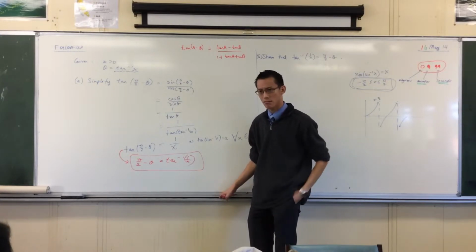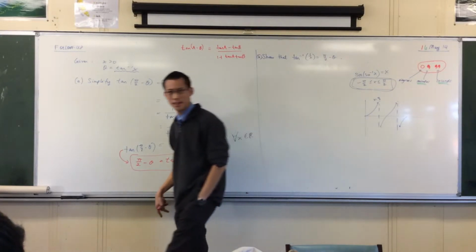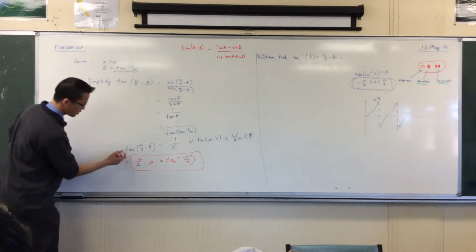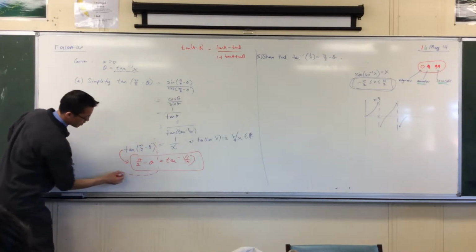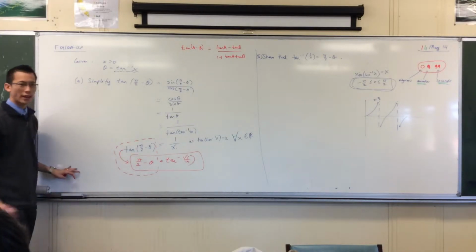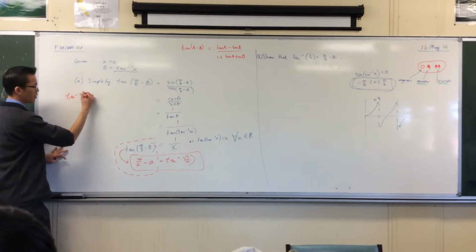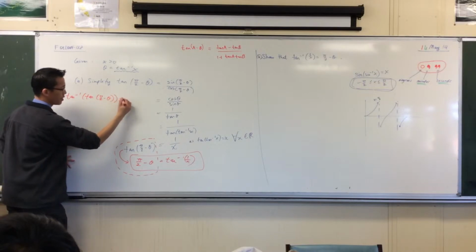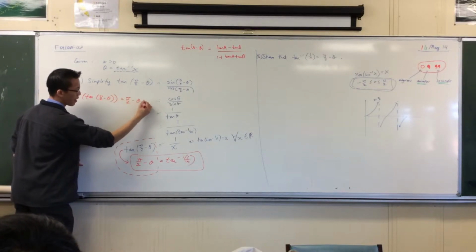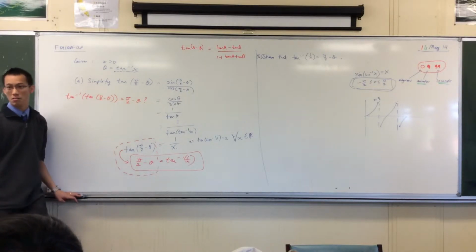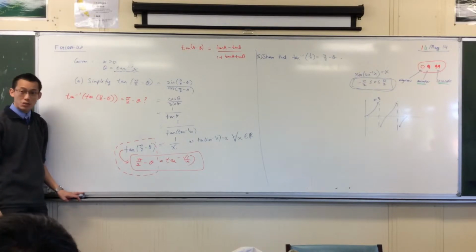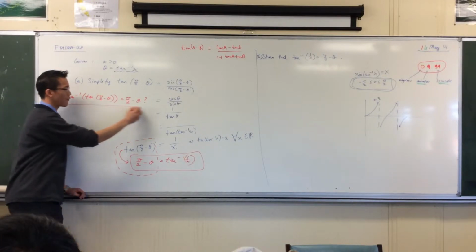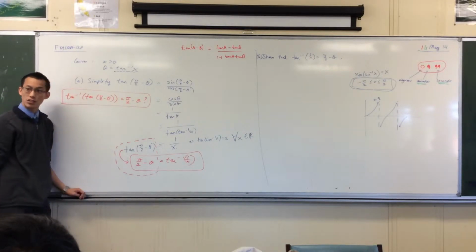Can I just take tan inverse of both sides and it works? Particularly have a look at this left-hand side over here. Is tan inverse of tan of pi on 2 minus theta always equal to pi on 2 minus theta? And the answer is sometimes. And the question is, what's the sometimes? For what values is this actually true?